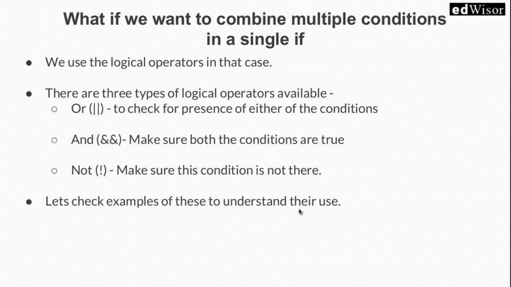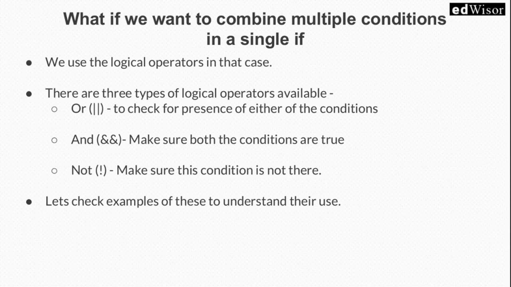So there are 3 kinds of logical operators available in our programming languages. One is OR, whose symbol is the double pipe. That is to check for presence of either of the conditions. So whenever you group 2 or more conditions together using OR, it checks whether the first one is true or the second one is true or the third one is true. If any of them is true, then it gives you a boolean value in the return that says true. The condition is true and you can write the program based on that.